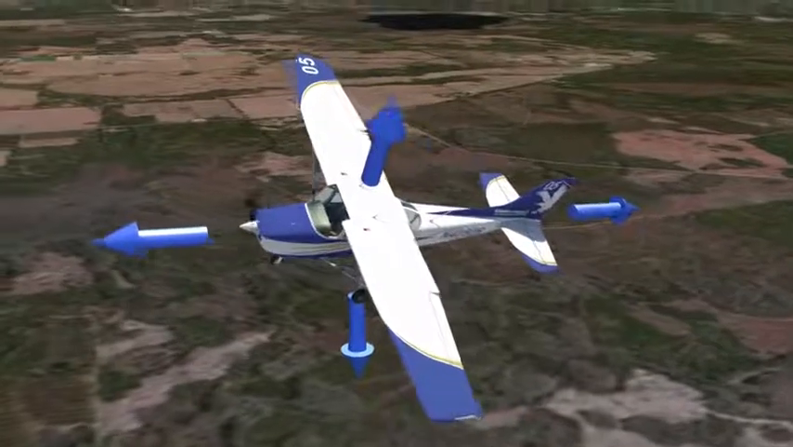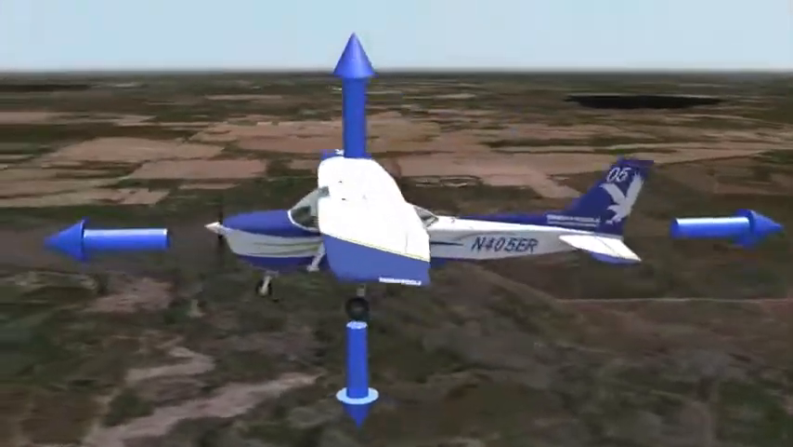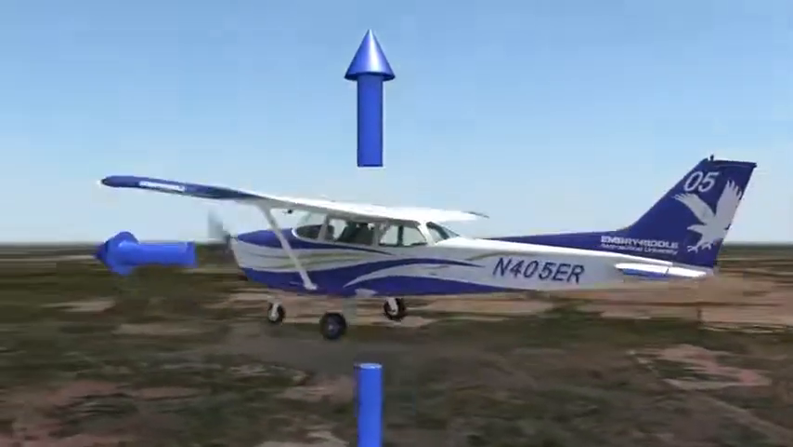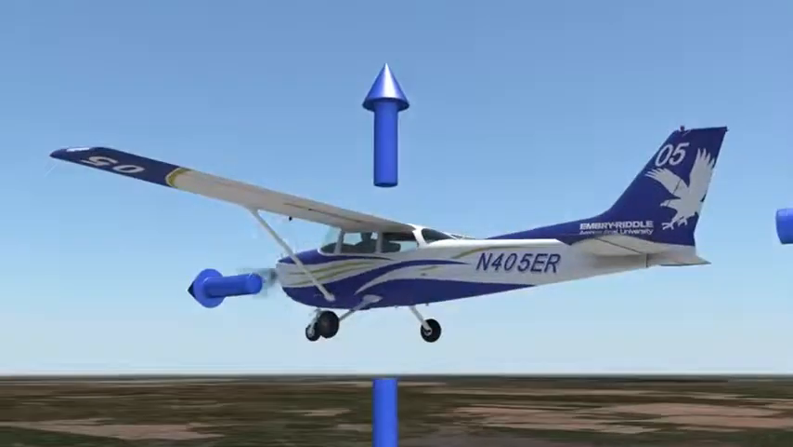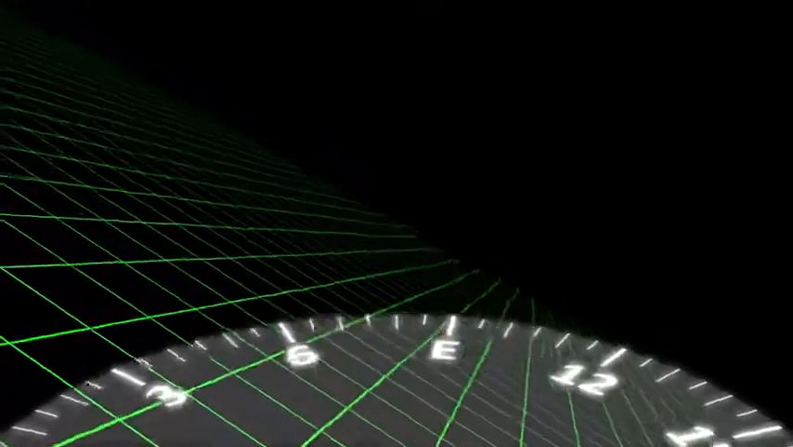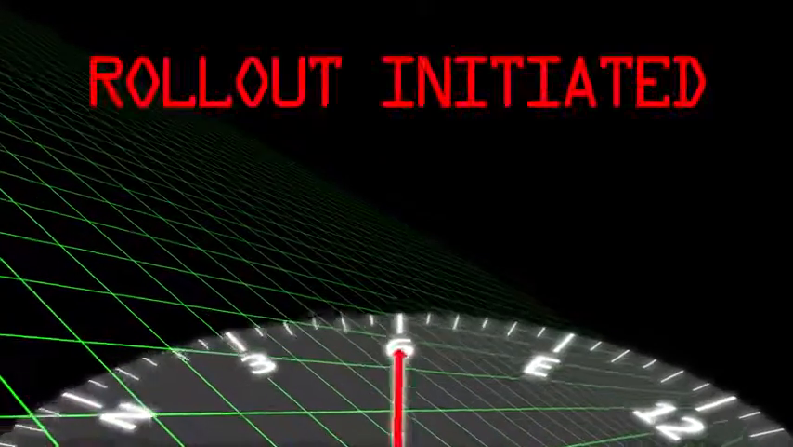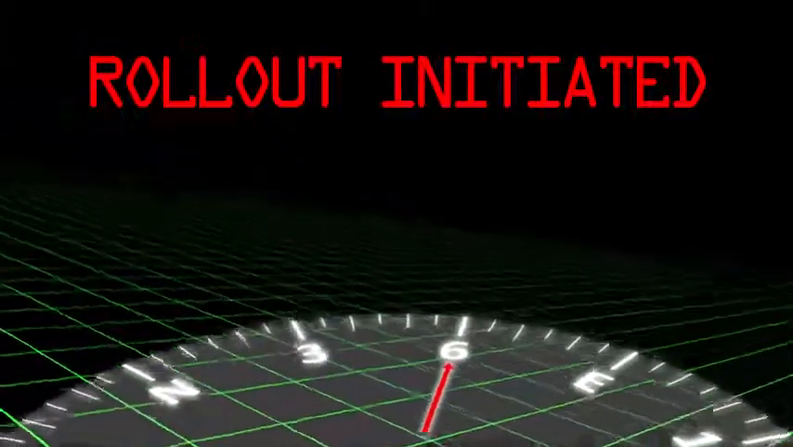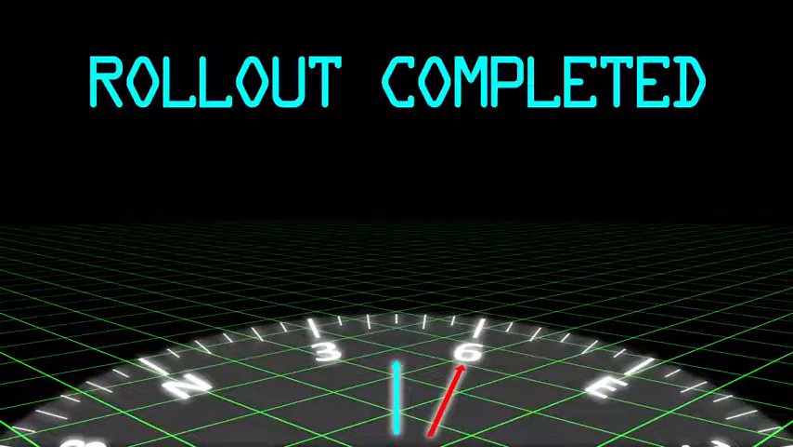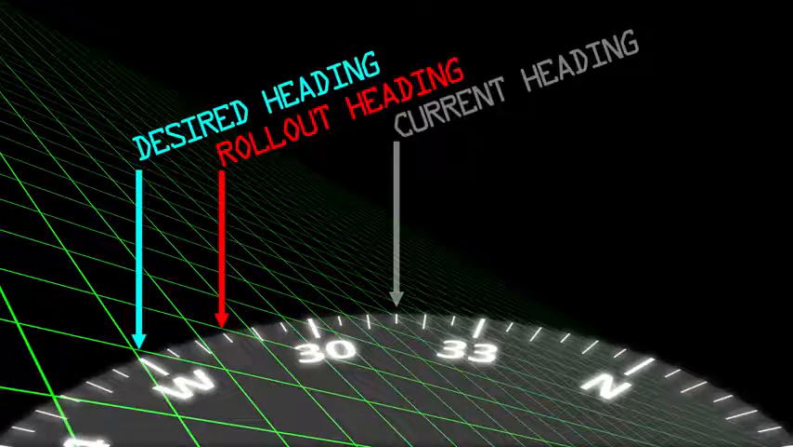When it's time to roll back out to straight and level flight from a turn, the pilot must lead the rollout before arriving at the target heading. Because a plane will continue turning as long as the wings are banked, the plane will continue turning while the rollout is happening. So the general rule is to lead the rollout by 1/2 of the amount of bank. For example, in a 30-degree bank, the rollout should begin 15 degrees before the desired heading.